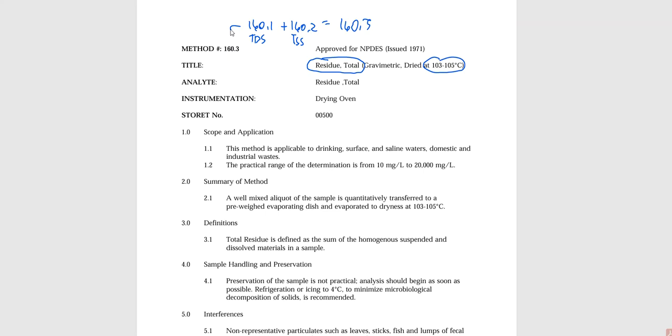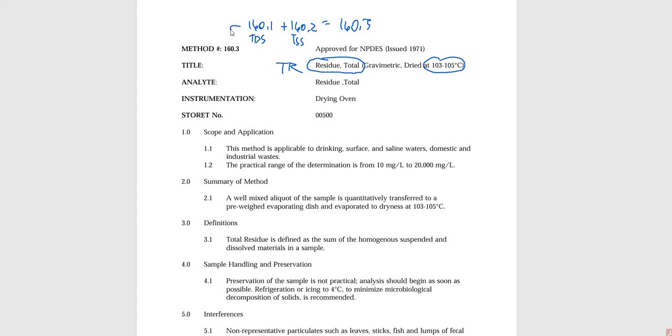Total residue can be abbreviated as TR. Next up, instrumentation is just a drying oven, as expected. Section 1, the method is applicable to drinking, surface, and saline waters, domestic and industrial waste, same as before. 1.2 says the practical range of the determination is 10 to 20,000 milligrams per liter.